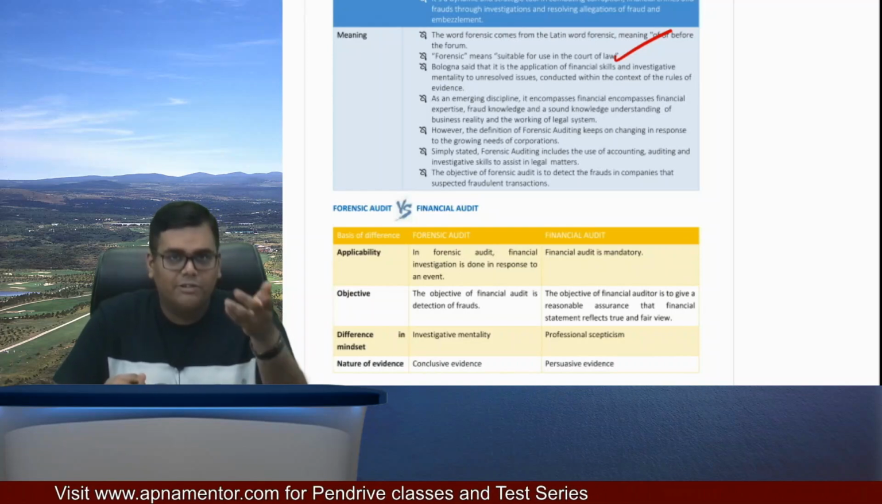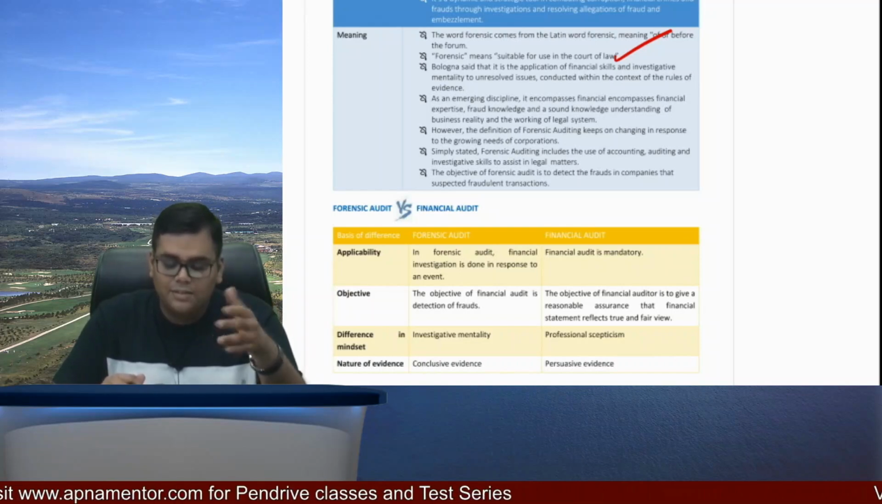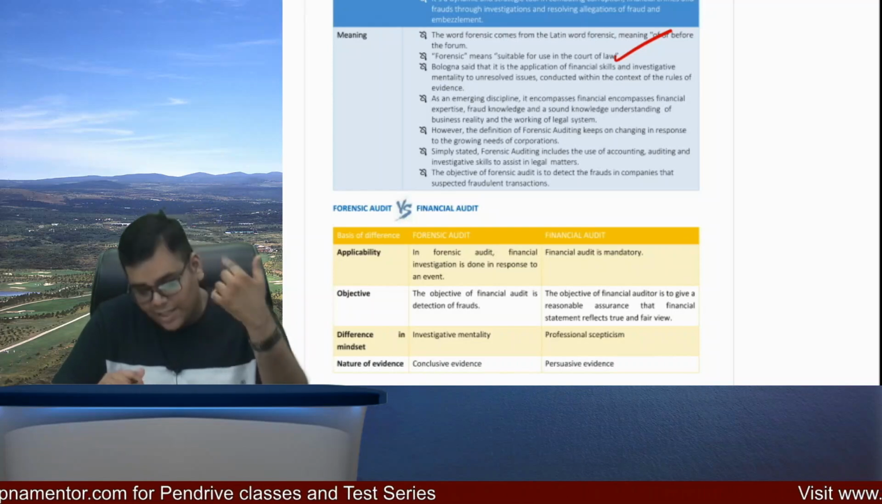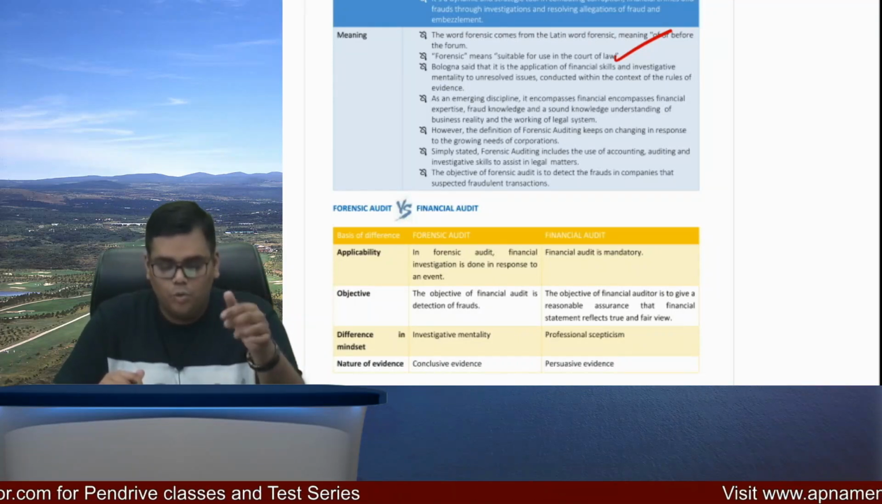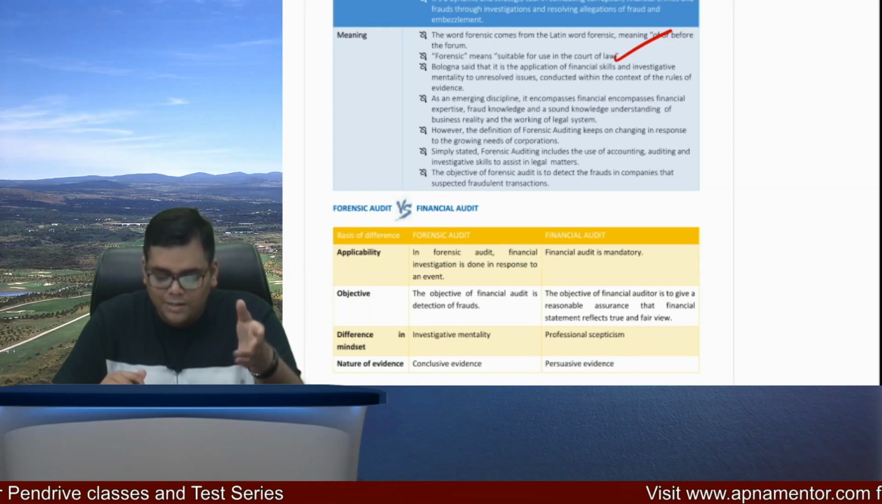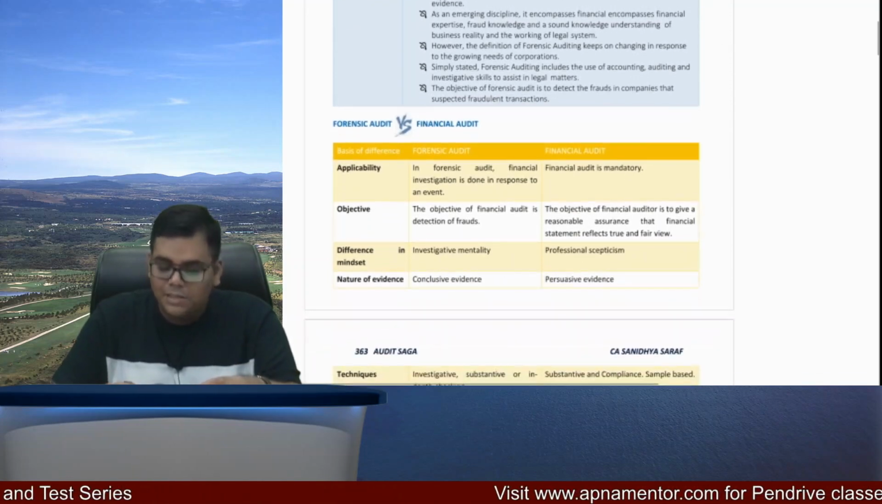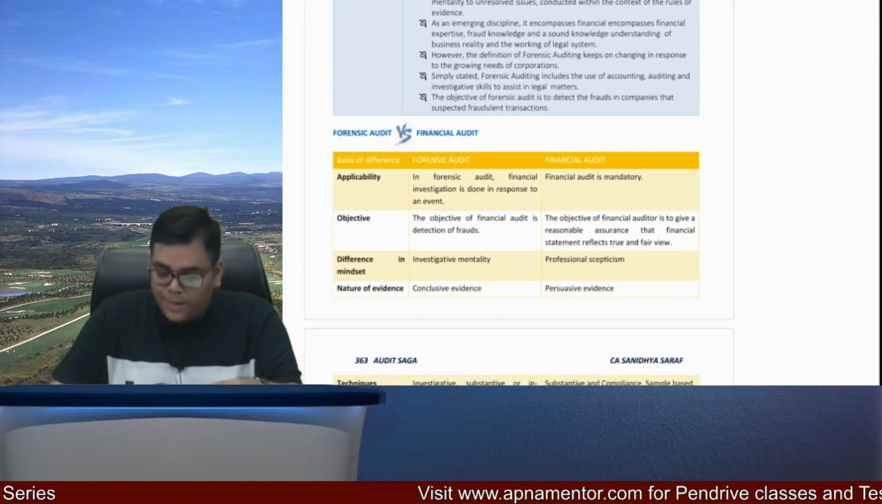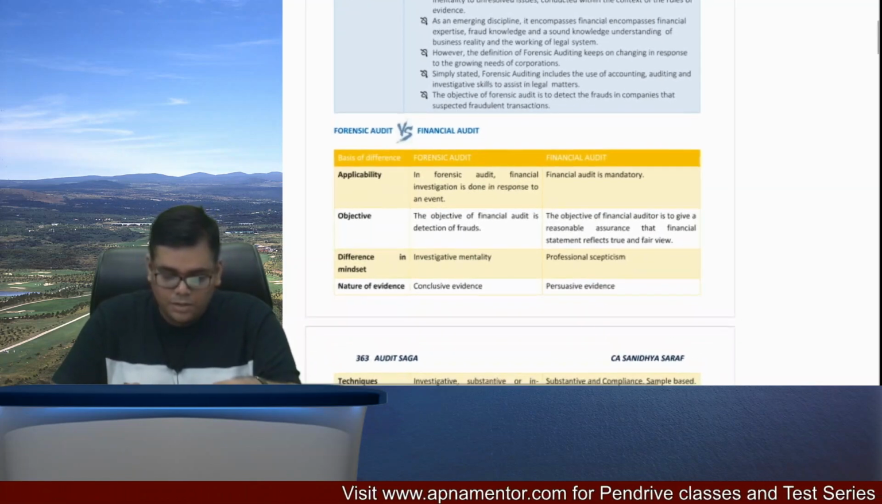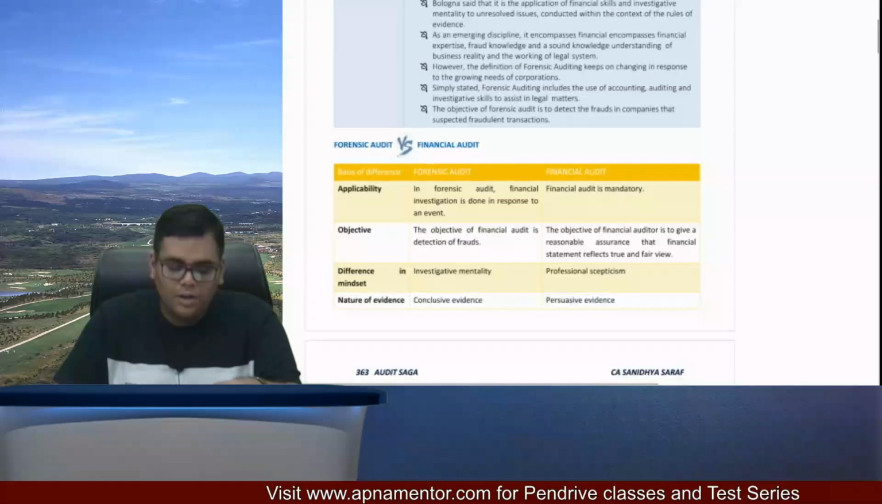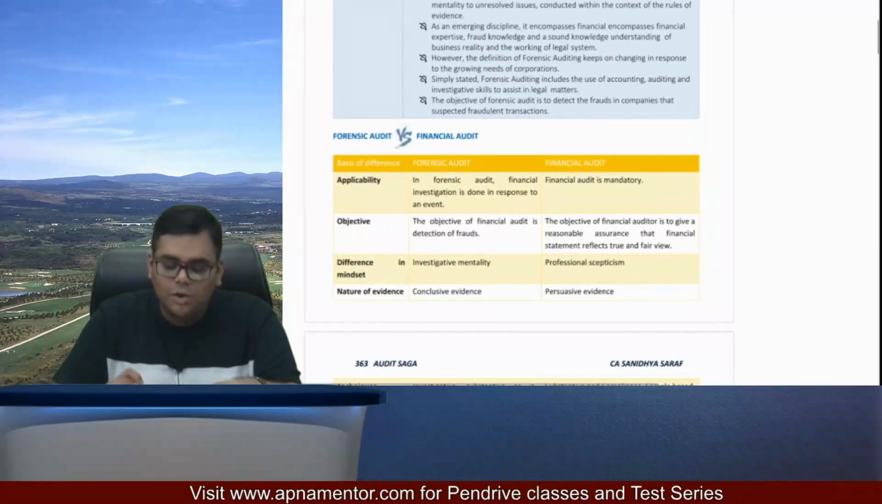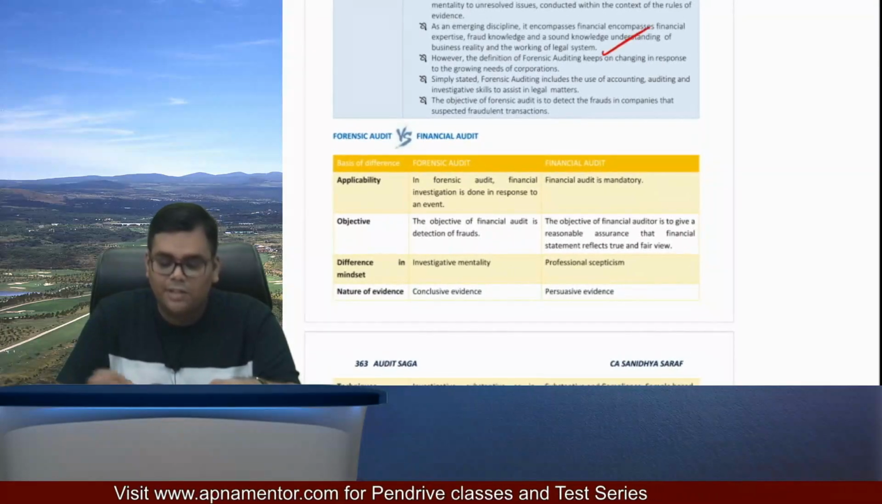Bologna, he is the individual basically. He said that it is the application of financial skills and investigative methodology to unresolved issues conducted within the context of rules of evidence. As an emerging discipline, it encompasses financial expertise, fraud knowledge, and a sound understanding of business reality and the working of the legal system.